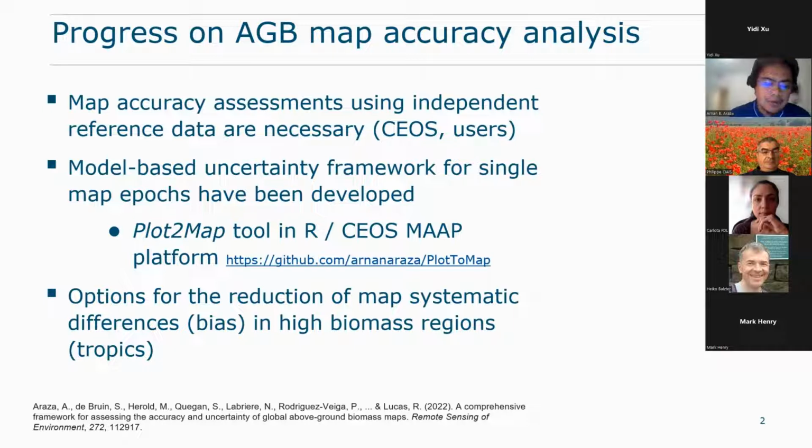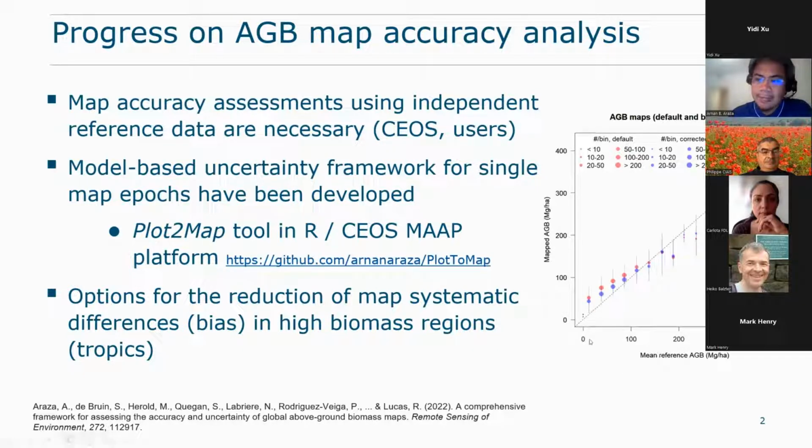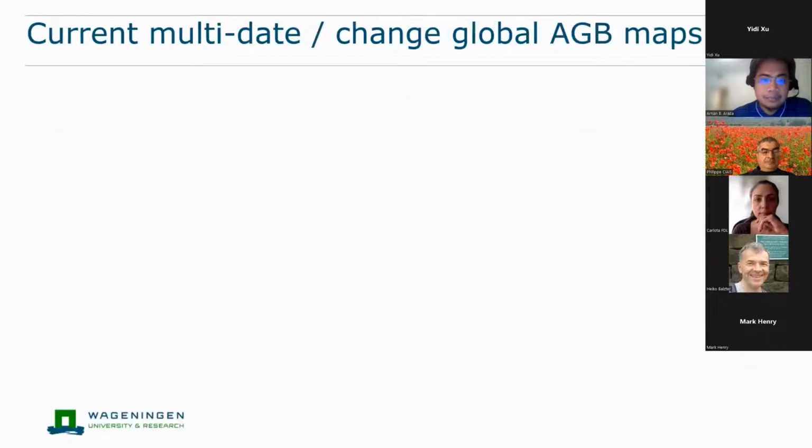And also one of the functions of that is an option to model the bias, the systematic difference, and partially reduce these biases for these global maps. As you can see here in the graph, the blue one is the assessment using these bias-adjusted map versions. But still, this bias doesn't disappear. There's still this underestimation of high biomass, mainly because we lack data for these very dense, high biomass forests.